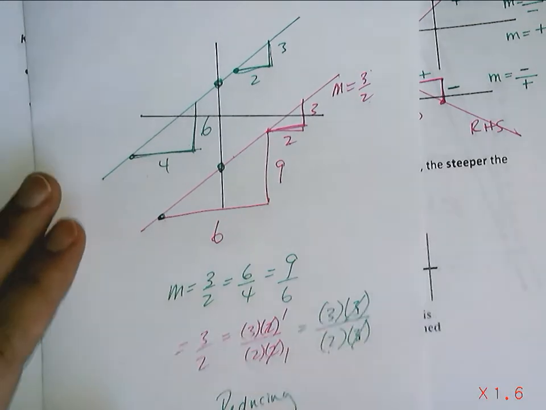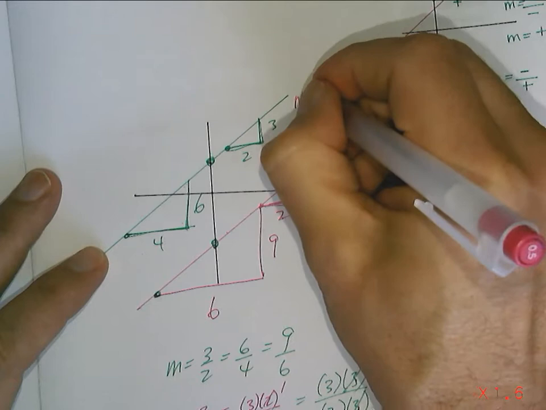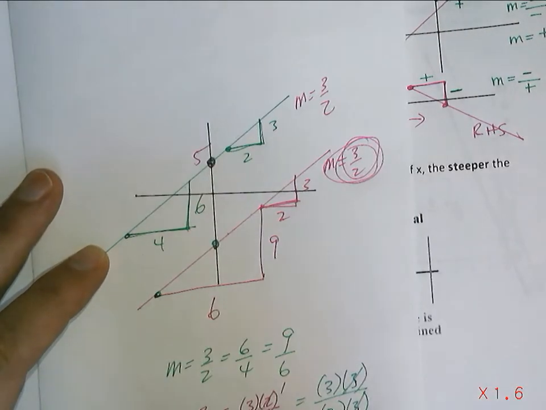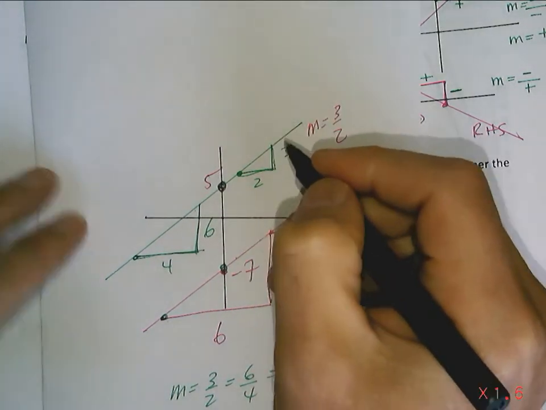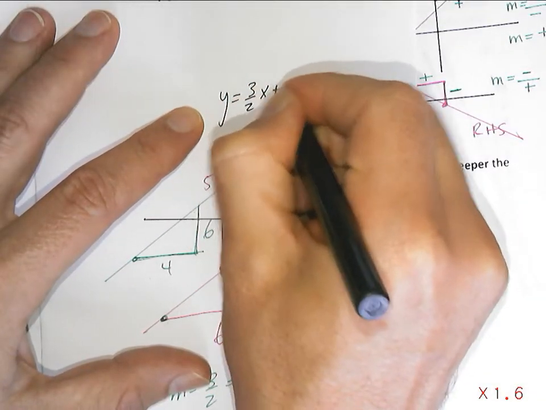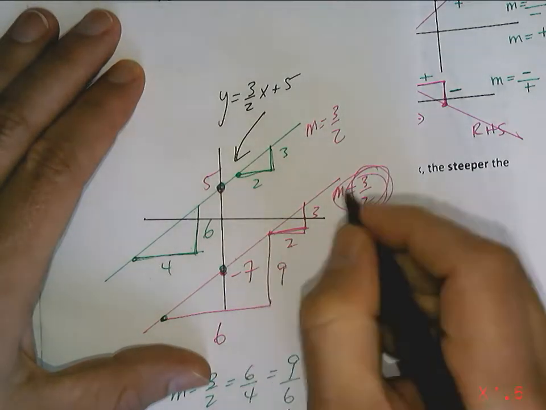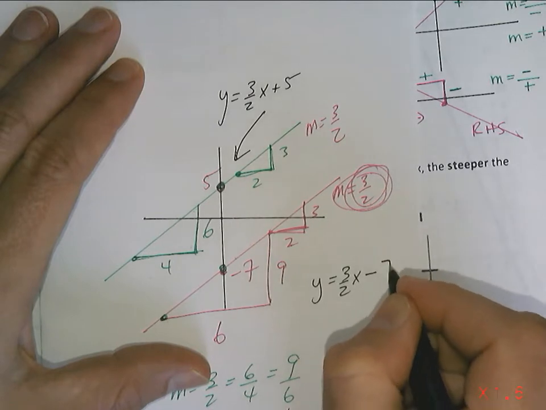Now, I told you that this has a slope of 3 over 2. If they're parallel, then this has a slope of 3 over 2. Let's pretend that this is the number 5. Let's pretend that this is negative 7. So we now can come up with the equations. The equation of the top one will be y equals 3 over 2x plus 5, because its y-intercept is plus 5. And this one would be y equals 3 over 2x minus 7.